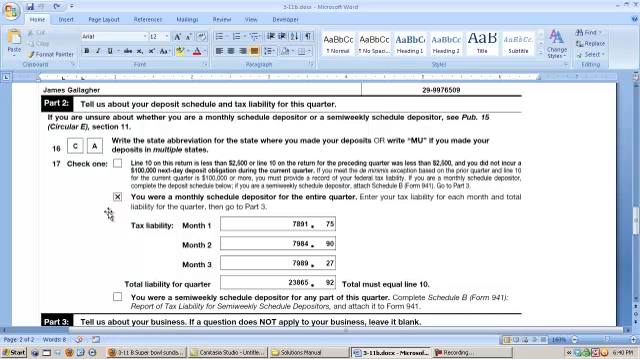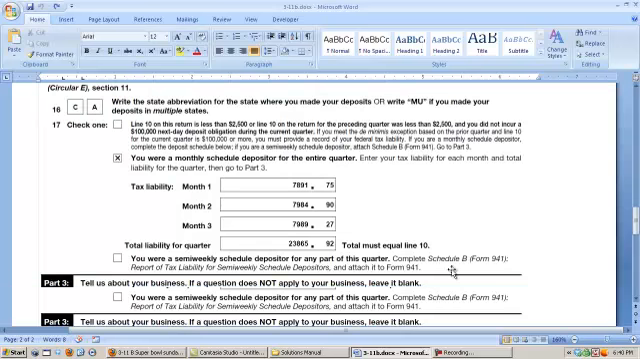It says Gallagher Company is a monthly depositor with the following monthly tax liabilities for this quarter. In July, $7,891.75. August, $7,984.90. And the third month of the third quarter is September, which is $7,989.27. So the total tax liability for the quarter is $23,865.92.